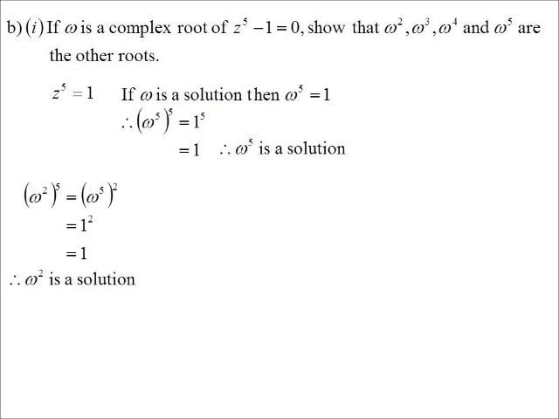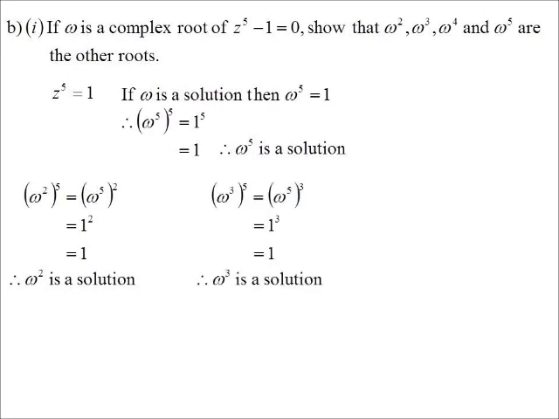The other thing I know is omega squared to the power of 5 is the same as omega to the power of 5, squared, just playing with the index laws there. But we know omega to the power of 5 is 1, and 1 squared is 1. So hang on a sec. When I substitute in omega squared, I get the answer 1. It must be a solution.